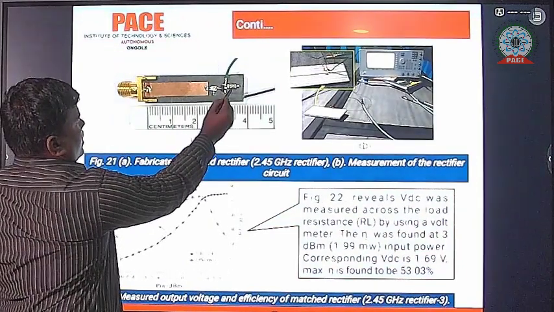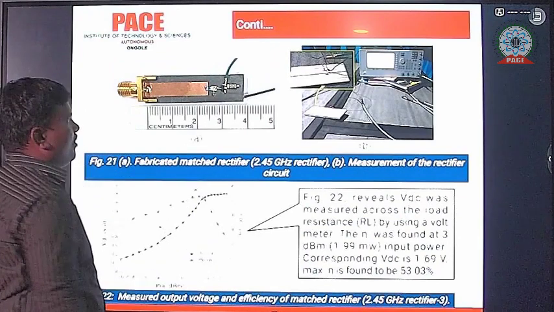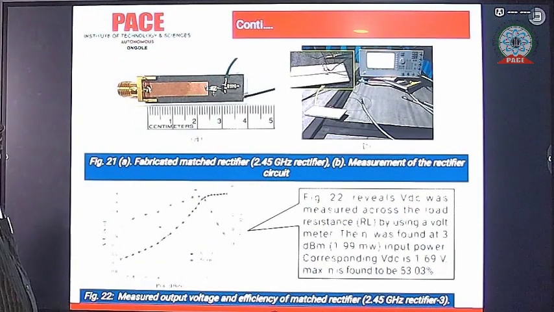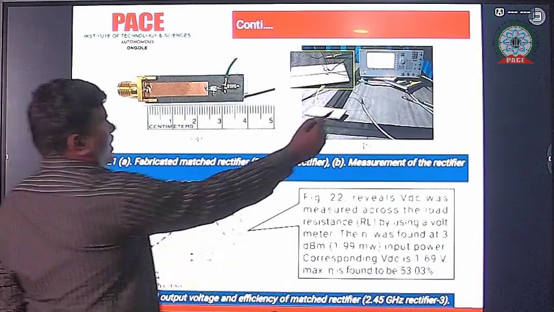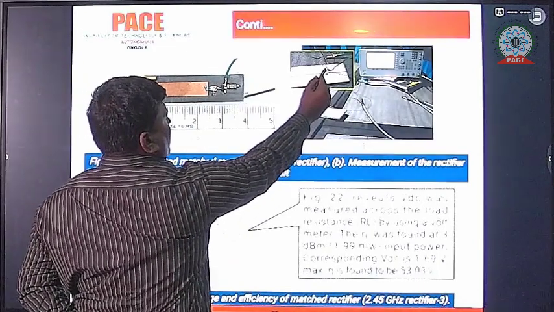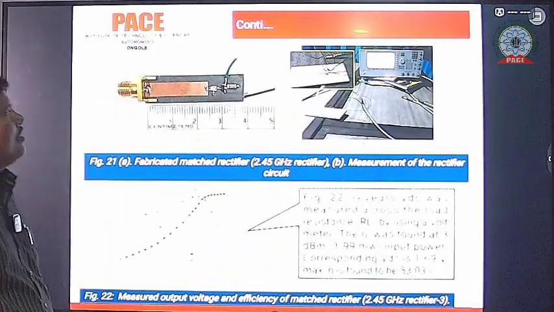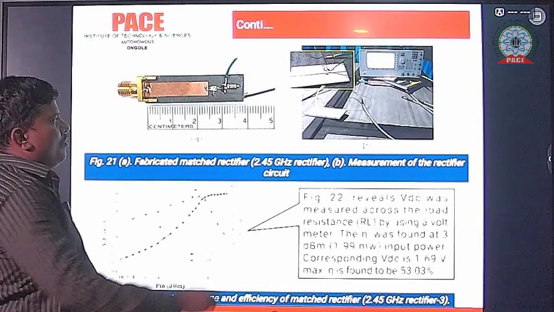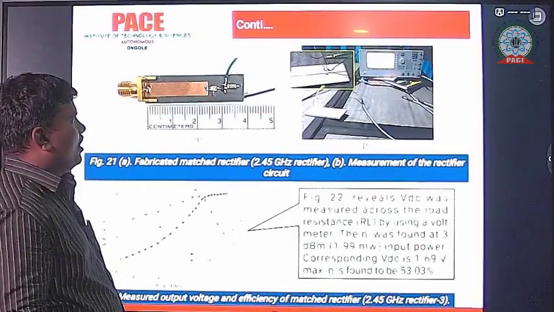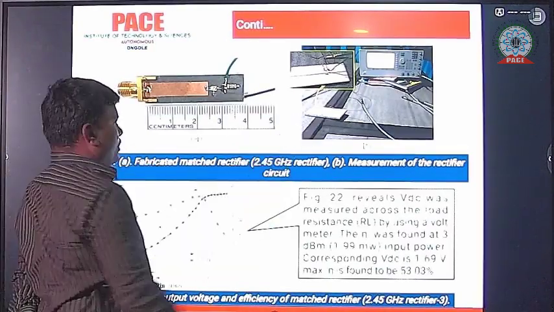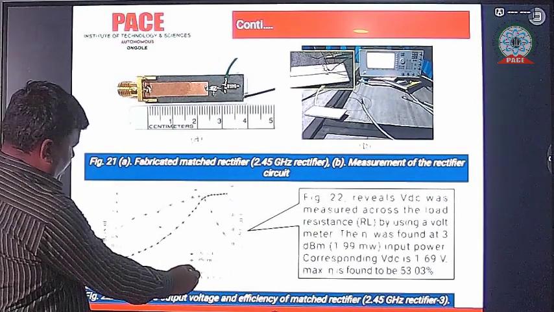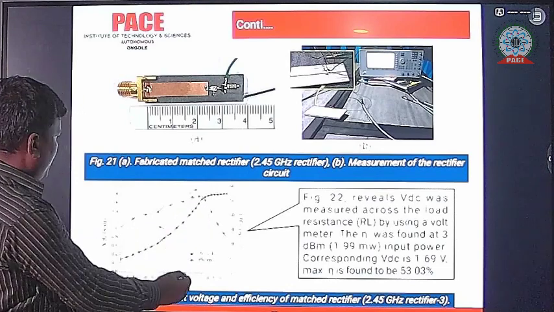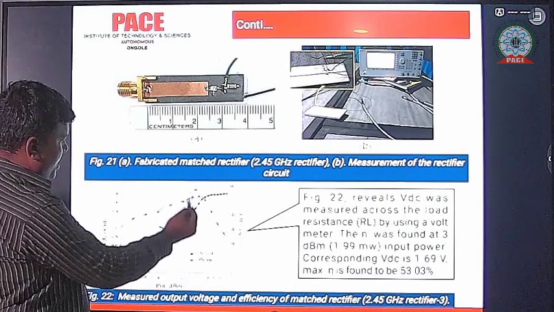Here we are using the RF signal generator, with a breadboard, and instead of a load we are using an LED. Whenever we use 5 dBm power, the LED glows. At 3 dBm power, the efficiency is more than 50%. And one more thing, the DC voltage is considered as 1.6 volts.